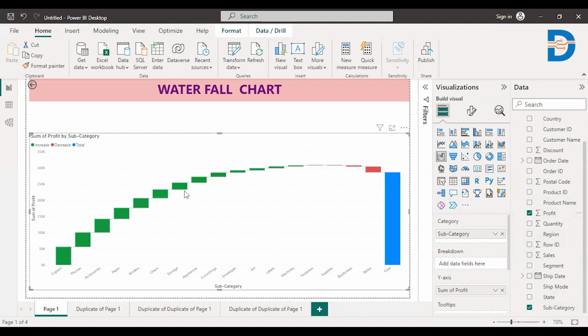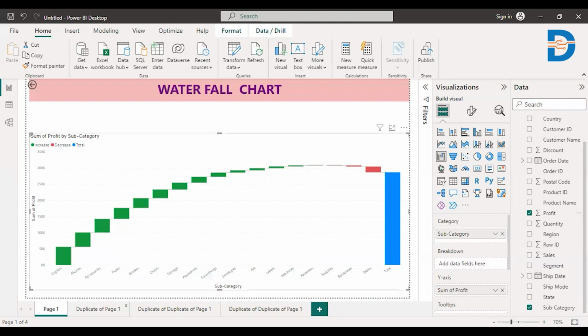Among the things you see in green, you can see copiers is giving the highest profit. The next highest is phones, and machines is giving very little profit. Similarly, there are a few products which are giving negative profit, such as supplies, bookcases, and tables. These are the different subcategories which are giving very little profit. I hope it's clear. So this is all about the waterfall chart.